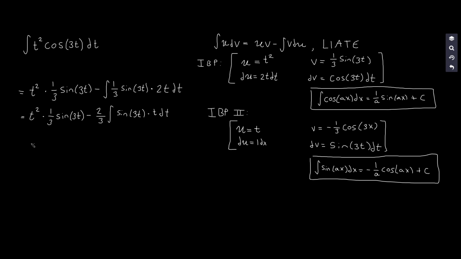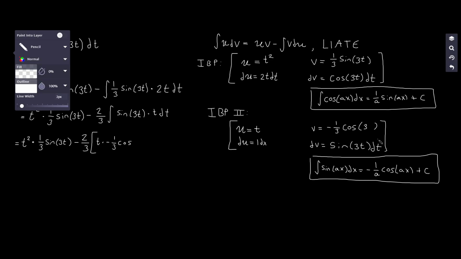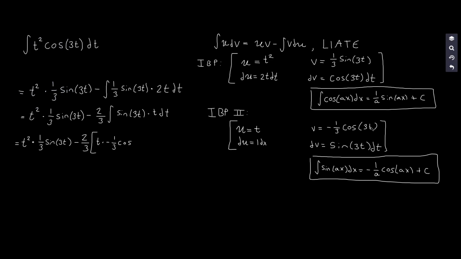And so we'll just plug this back in. And we're going to start from the beginning of our formula, u times v. Well, u is t, v is negative 1/3 cosine of 3x. Oh, why did I put 3x? It should be 3t. So a t times negative 1/3 cosine of 3t.